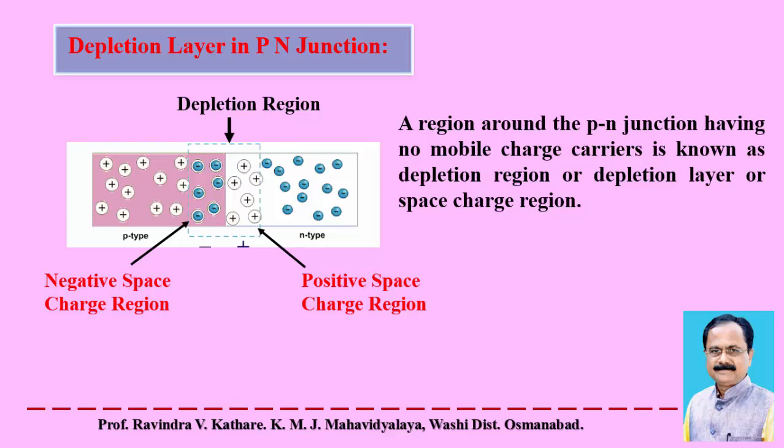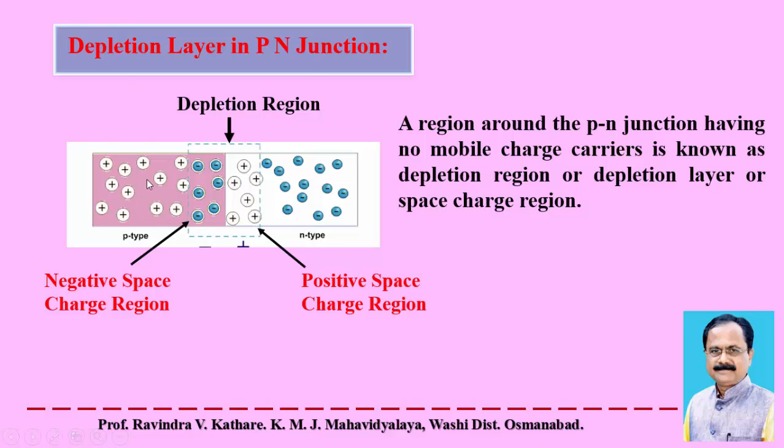These holes diffuse through the junction from high concentration to low concentration, meaning from the p-type semiconductor to the n-type semiconductor, and combine with the electrons in the n region and are neutralized. Similarly, the electrons diffuse through the junction from the n region to the p region and combine with holes in the p region and are neutralized. This process of combining electrons and holes is called electron-hole combination.